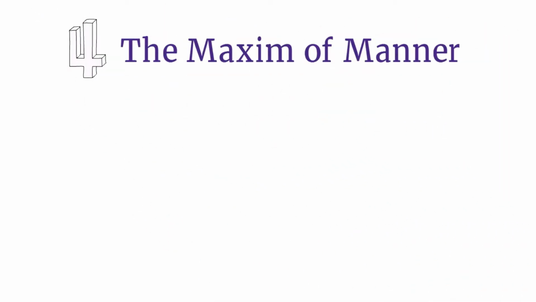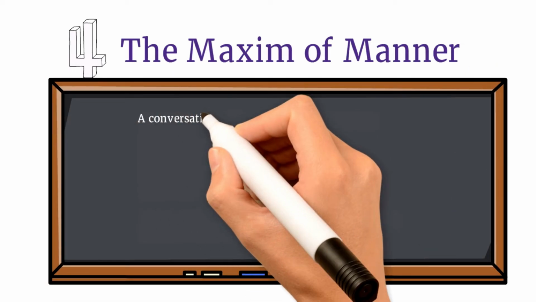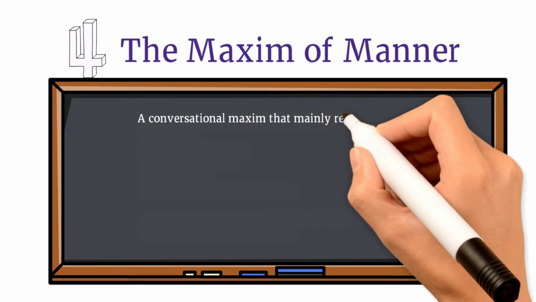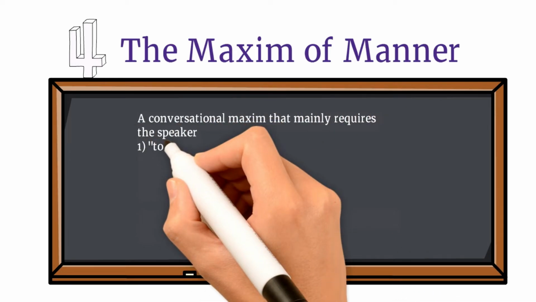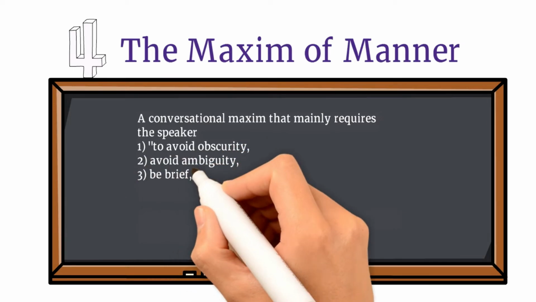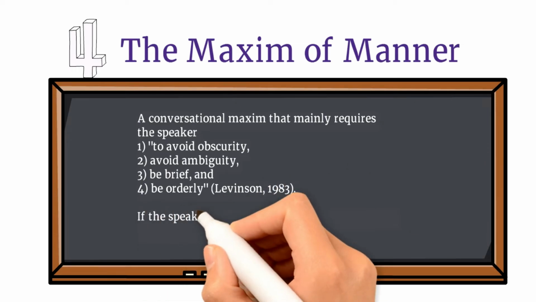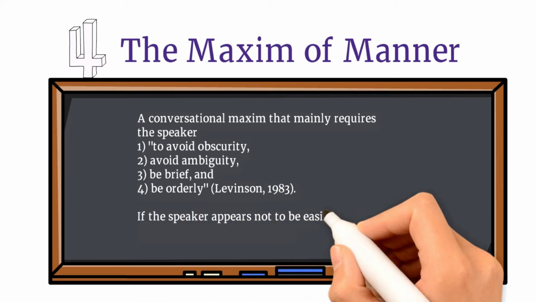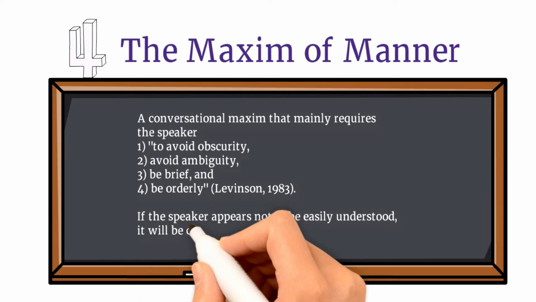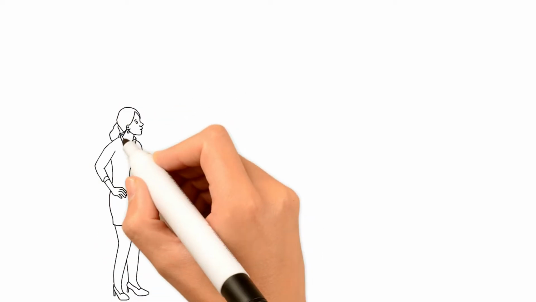The last type of conversational maxim is the maxim of manner. It is the maxim that mainly requires the speaker to be easily understood, which means to avoid obscurity, avoid ambiguity, be brief, and be orderly. Therefore, utterances have to avoid obscurity and ambiguity. In this type of maxim, if the speaker appears not to be easily understood, it will be counted as a flouting. Here are some examples of the maxim of manner.